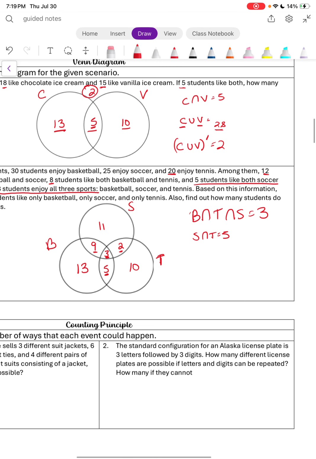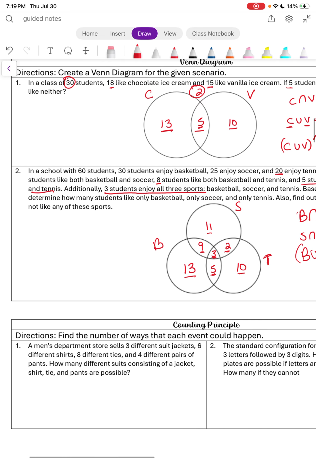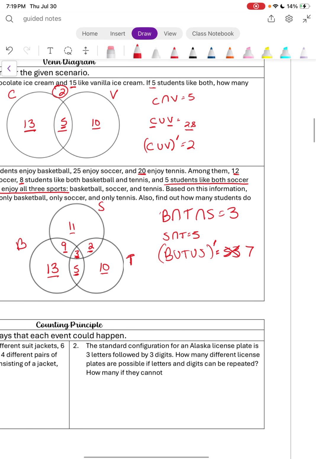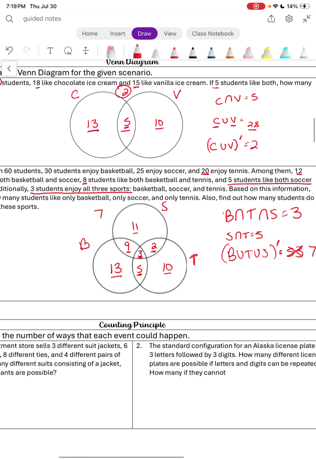However, I want to take the union of all 3: B union T union S. The union of the 3 is all of those students combined. So 10, 15, 18, 20, 31, 40, I believe that's 53. If you were to find the complement of that, there was a total of 60 students, so the complement of that is 7. What does that 7 represent? The students on the outside, the ones that don't like anything.